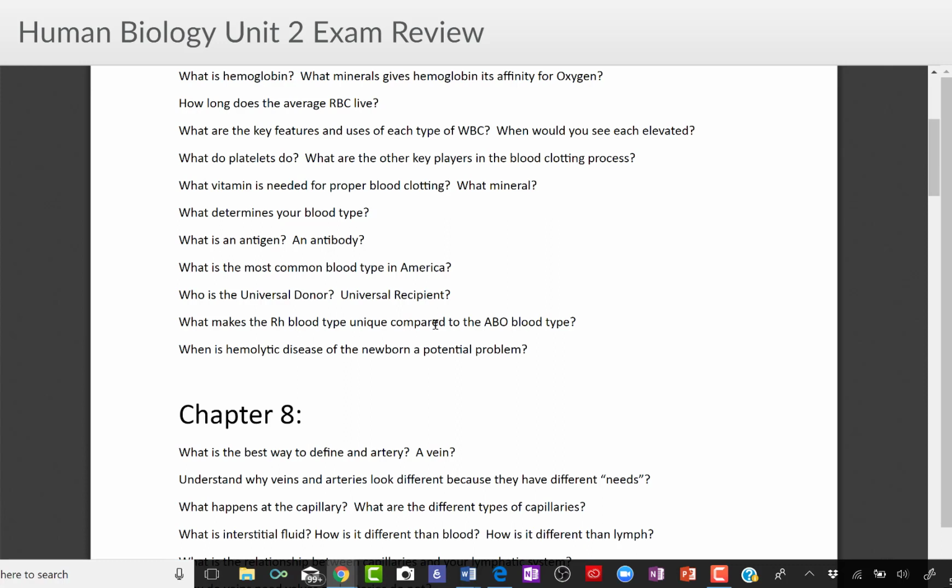So vitamin K is the crucial mineral, or vitamin, sorry, I don't know if I'm tired today or what, I'm going to say sorry a lot, I guess. Vitamin K is the primary vitamin for blood clotting. What mineral? That is calcium. Calcium plays a massive role in the blood clotting process.